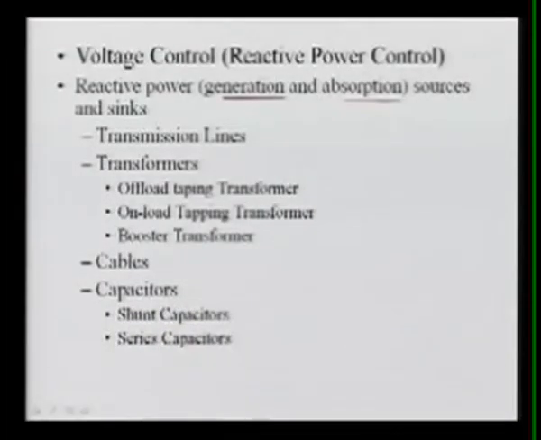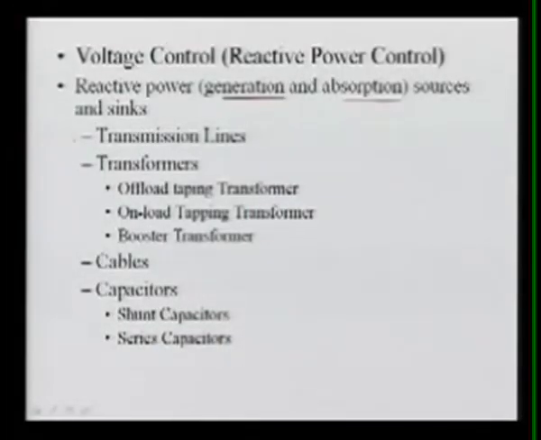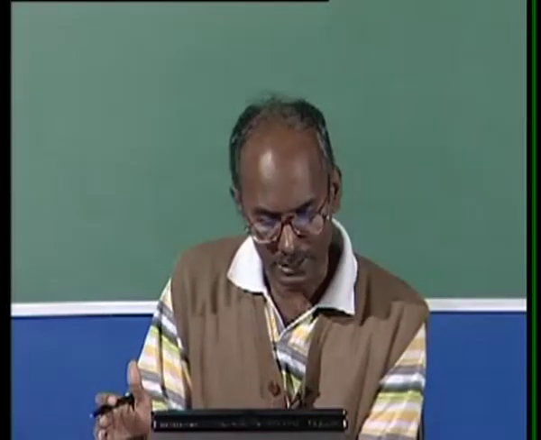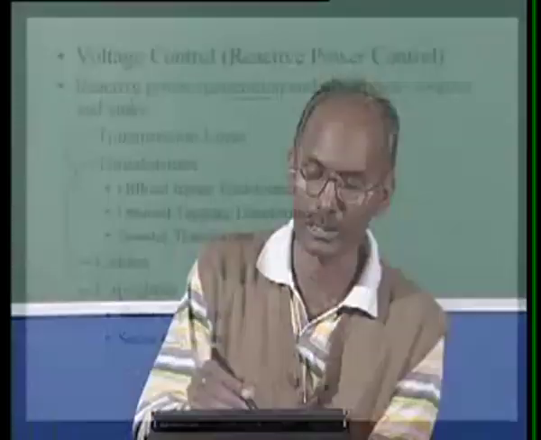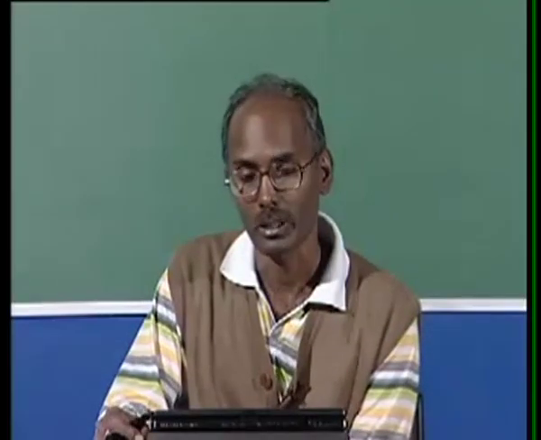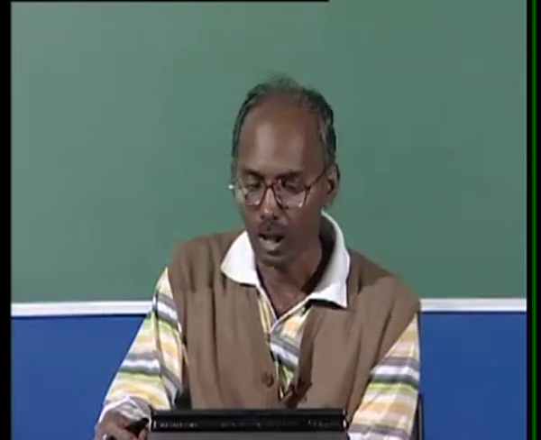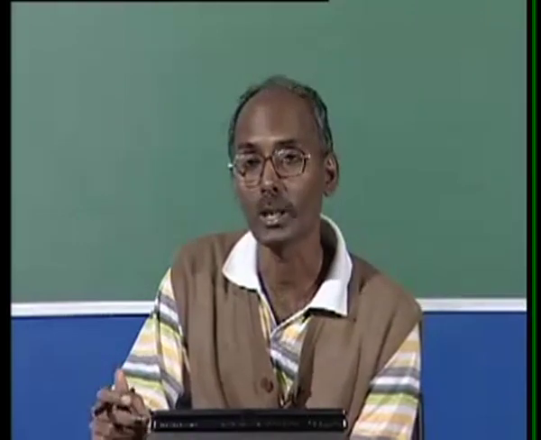First element here, of course, no doubt we start from the generators, but I will discuss the generator later on. So we start first with the transmission system elements, and the transmission system elements are normally these three. The transmission of power is carried over the transmission lines through the transformers and the cables. Transmission lines can generate reactive power and they can also absorb reactive power. How they generate and how they absorb depends upon the loading of the system.